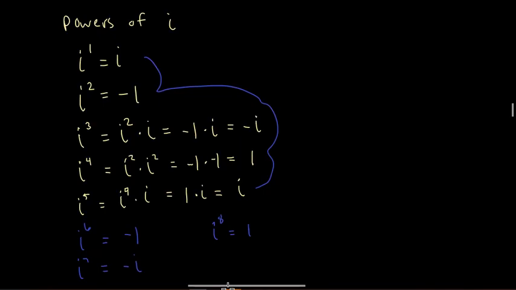So the concept is, if you have i to the n and you want to figure out what that's equivalent to, take n and divide it by 4. I think that's the next theorem that tells you what's going on with that. Anyway, you just need to take n and divide it by 4. So for example, if I have i to the 54th power and I want to figure out what that's equal to.